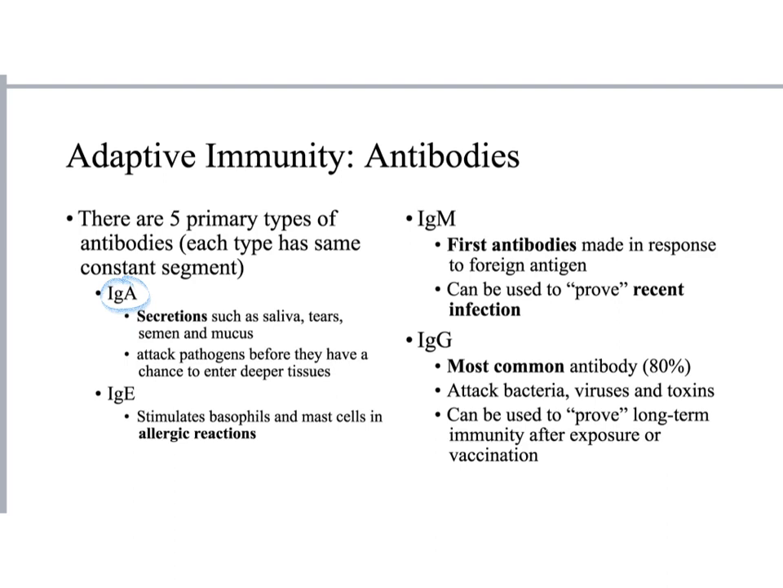IgA antibodies, these are the ones that are found in secretions. For example, your saliva has IgA antibodies. And so a lot of our first defense is found through IgA antibodies because they're able to bind to bacteria that are trying to enter through the mouth, for example. Also tears, sweat, breast milk. This is why we talked about breastfeeding is important for that newborn to be able to receive some of its mother's antibodies.